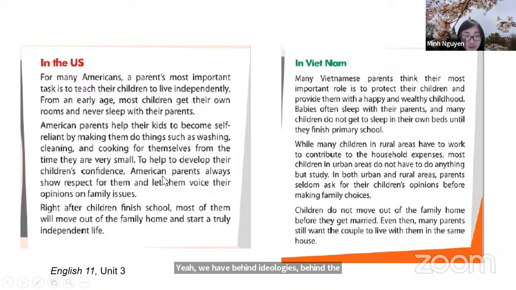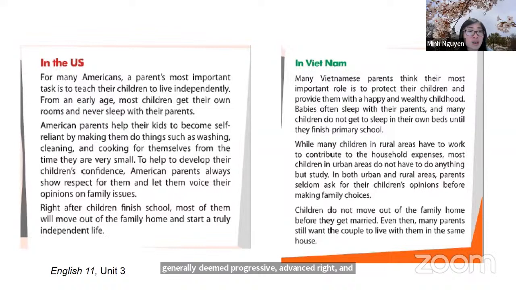Because here, American parents are described as liberal and respectful of their children's autonomy, right? So for example, teaching them to live independently, showing respect to them, letting them voice their own opinions, and so forth. So in other words, this is a parenting style that is generally deemed progressive, advanced, and endorsed in modern Western philosophy of education.